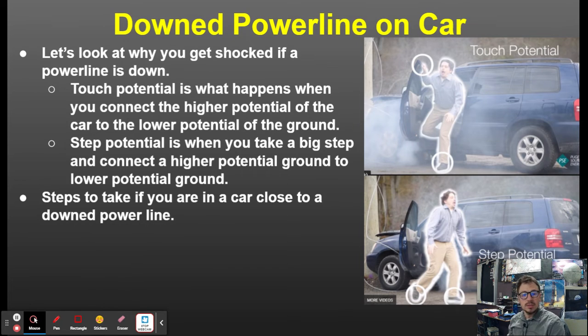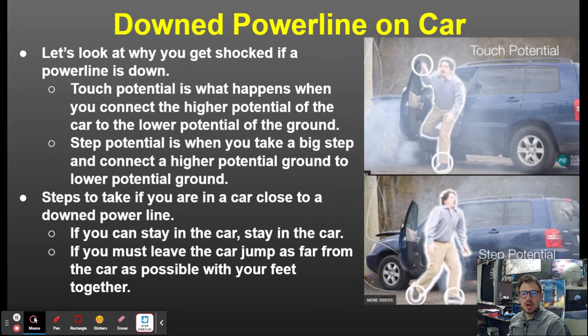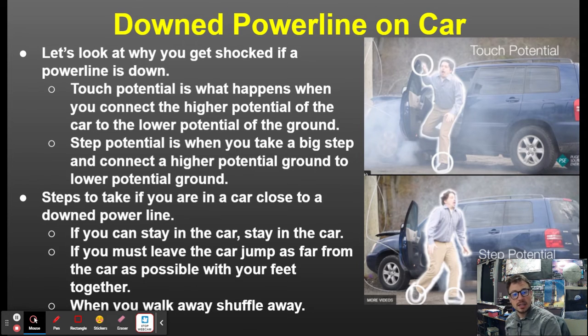So here are some steps to take if you're in a car close to a downed power line and you must escape. Like I said, if you can stay in the car, stay in the car. But if you must leave the car, jump as far from the car as possible with your feet together. This will take you from a high to a low potential, but you do not connect them. Then when you walk away, shuffle, so that you're not connecting a high to a low potential across the ground.